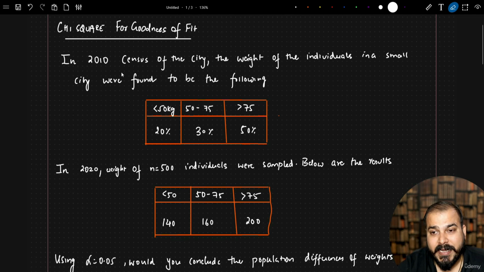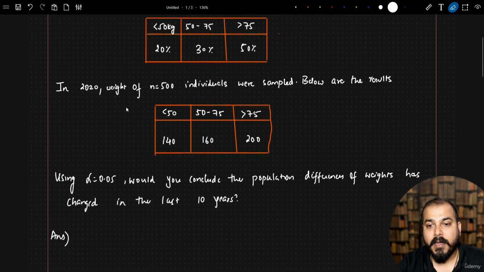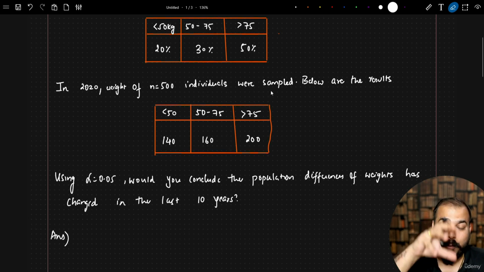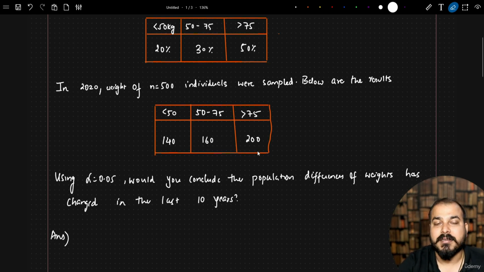So in 2010, the census of the city, the weight of an individual in a small city were found to be the following: less than 50 kg, 50 to 75, greater than 75. Less than 50 kg were 20%, 50 to 75 were 30%, and greater than 75 was 50%. Now in 2020, the weights of n is equal to 500 individuals were sampled. Below are the results. Less than 50 is 140, 50 to 75 is 160, and greater than 75 is 200. If we sum it up, it is basically 500.